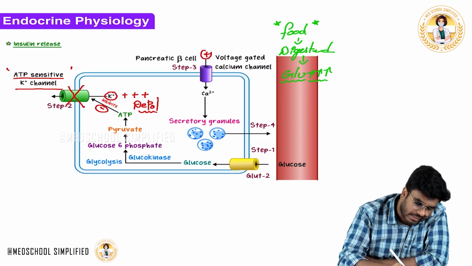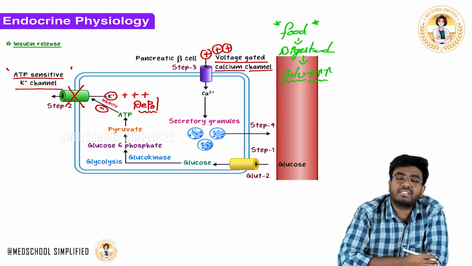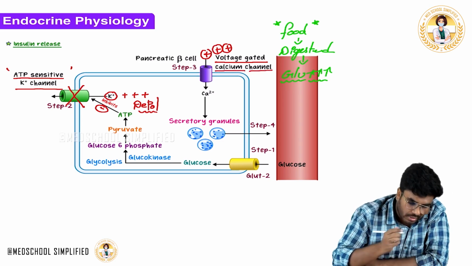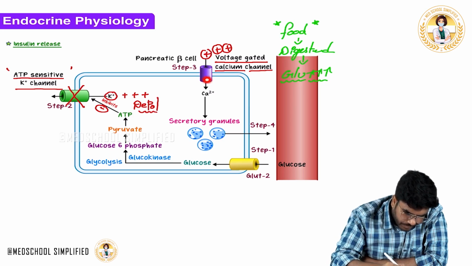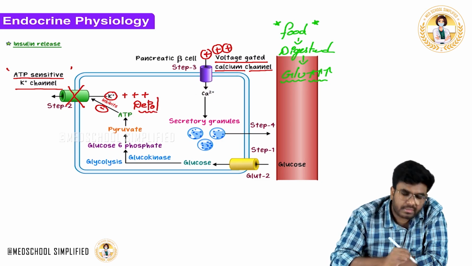When the cell is depolarized, the voltage gated calcium channels are opened. So now what happens? Calcium starts to enter into the cell. Calcium is coming into the cell. This is the third step.